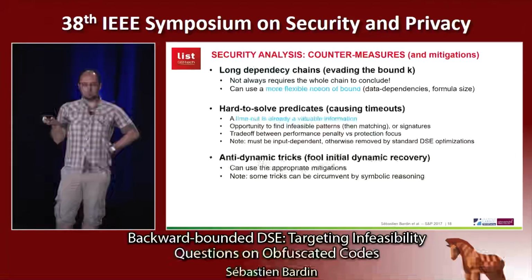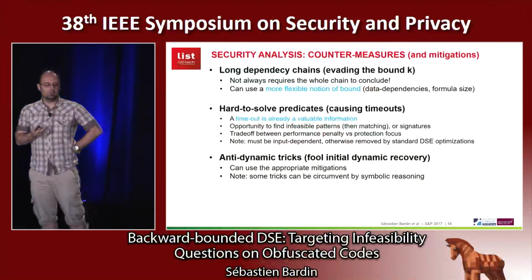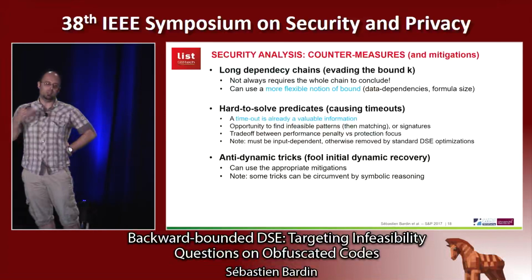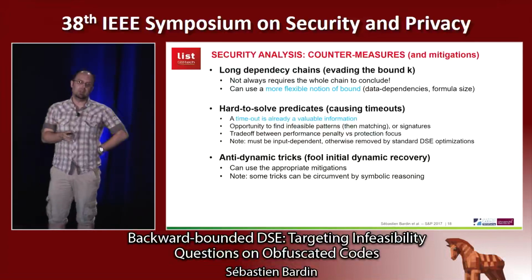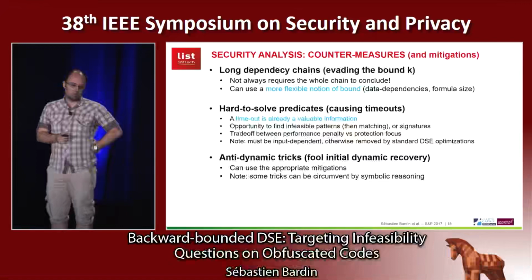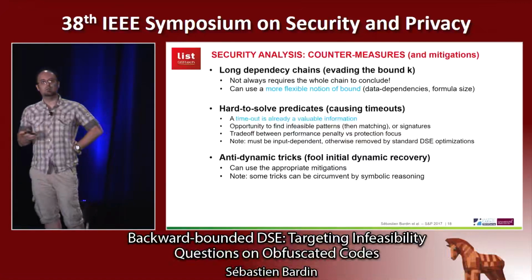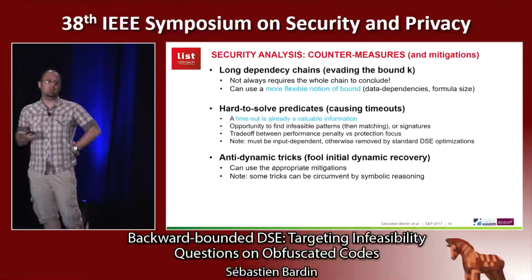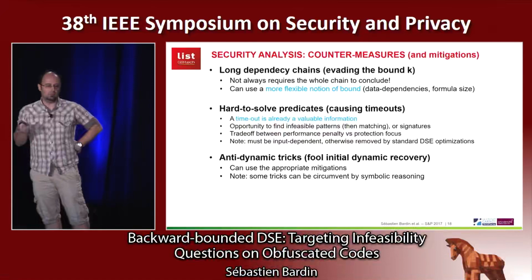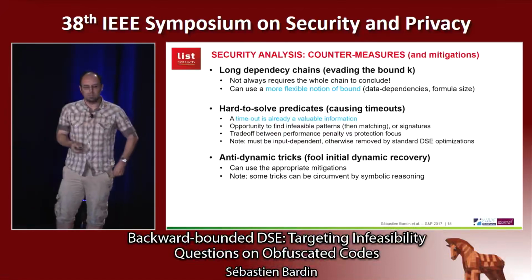First, we do not always require a whole chain of dependency to be able to conclude unsatisfiability. For example, in the external malware, there is some dependency of length 230 something, and we can detect the infeasibility while our bound is only 16. So we don't always need to call all the dependency.